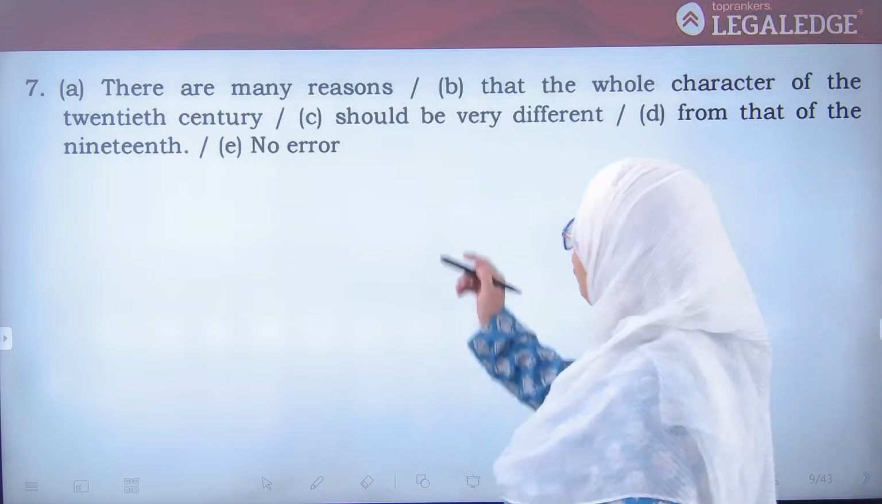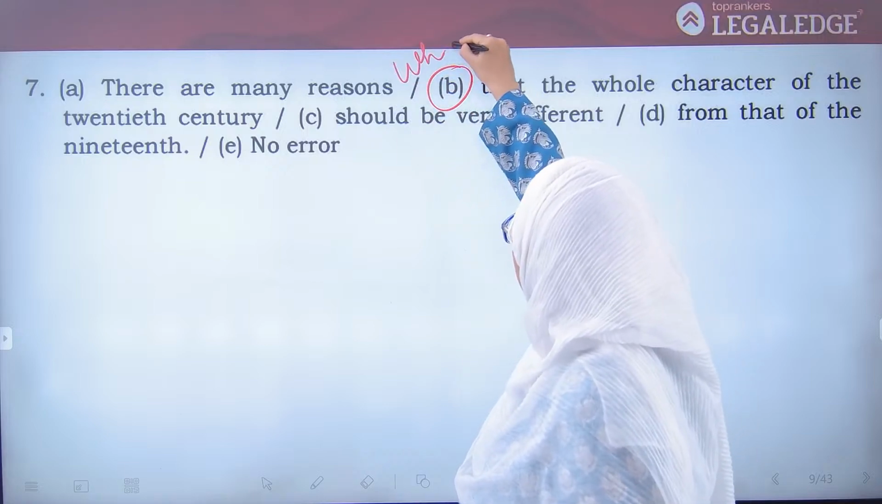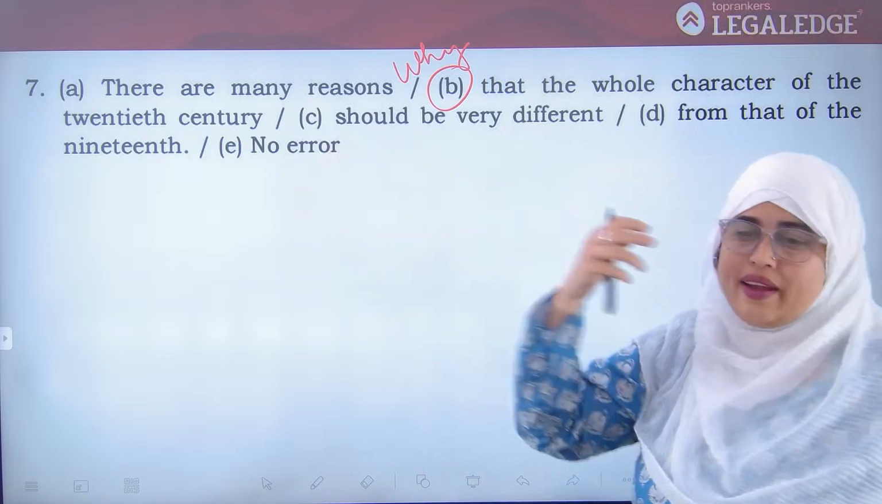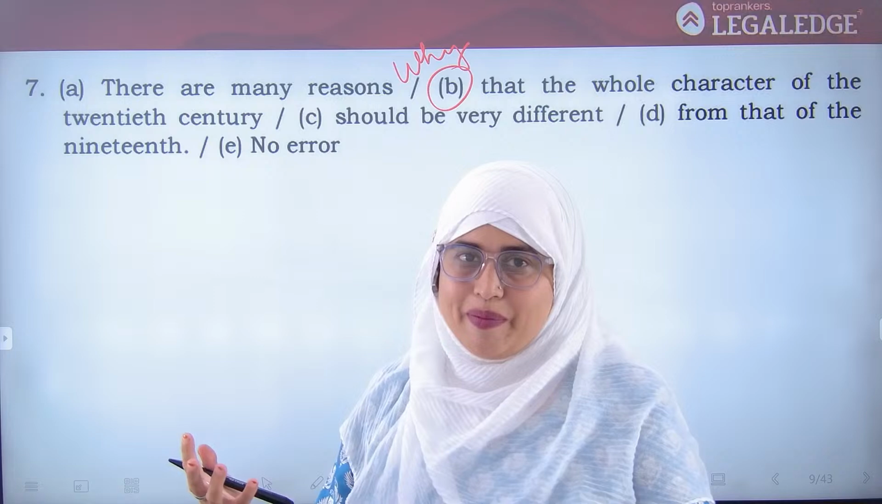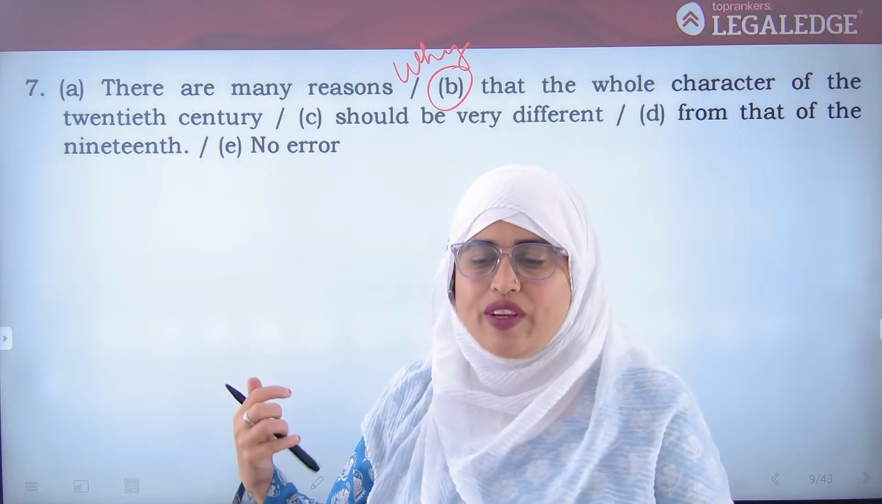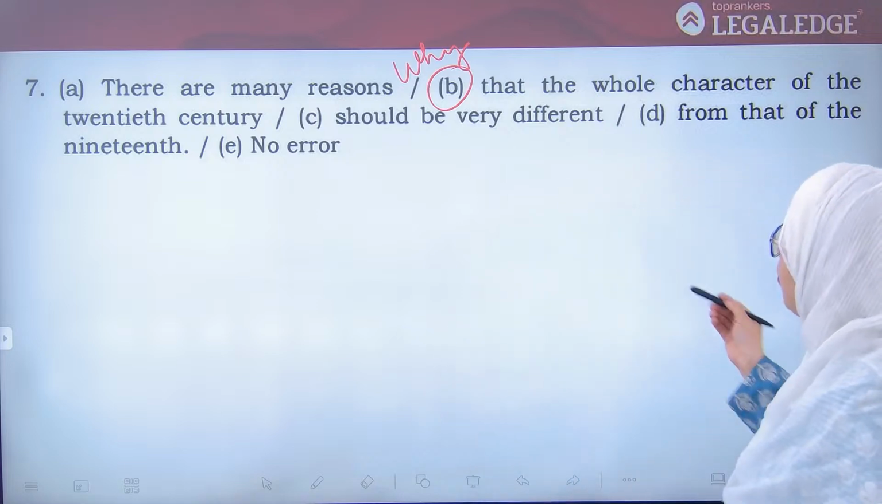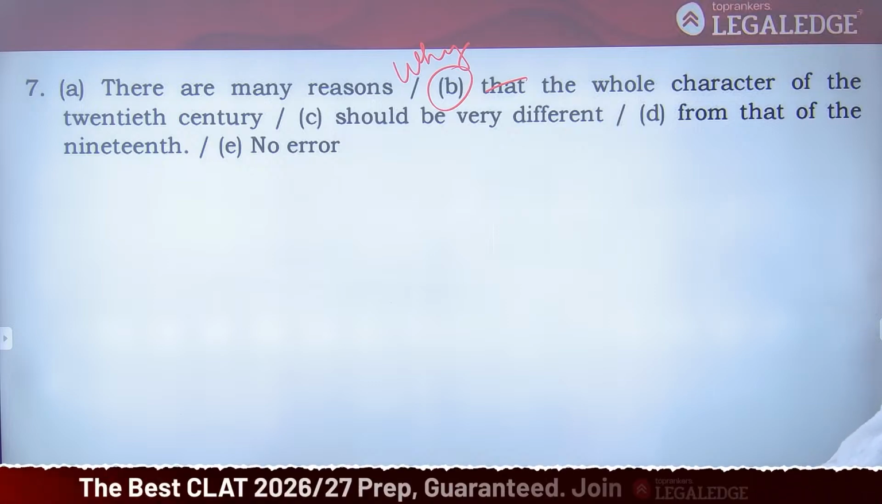Okay. Now there are many reasons why. After reason, why always comes. The reason why. The reason why I did not tell you the name is, all right. So whenever we say a word like reason, it should always be followed by why rather than that. The reason that will not be correct. The reason why. So B was the erroneous part.